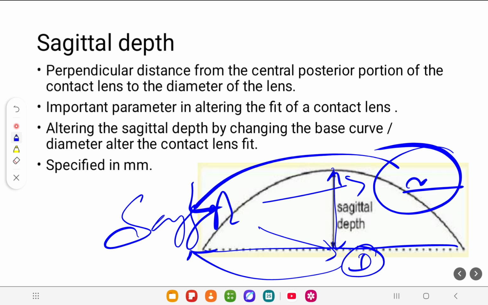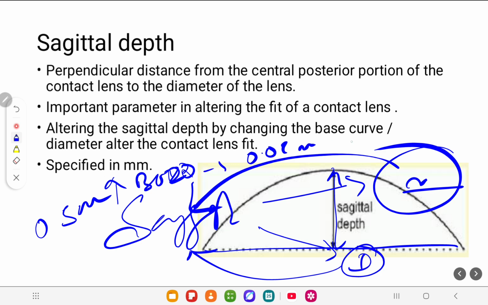The rule of thumb: for a 0.5 mm increase in BOZD, we have to increase BOZR by 0.05 mm to make sure that the sagittal height remains the same. So when both are increasing, BOZD increases, then BOZR should be increased. This is the concept.